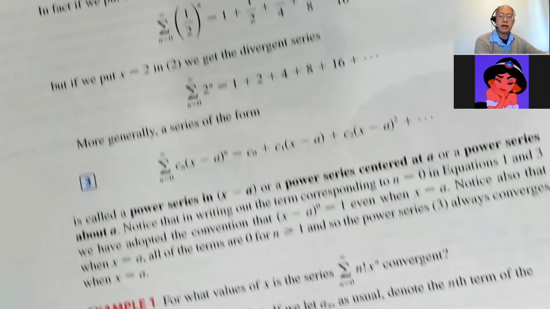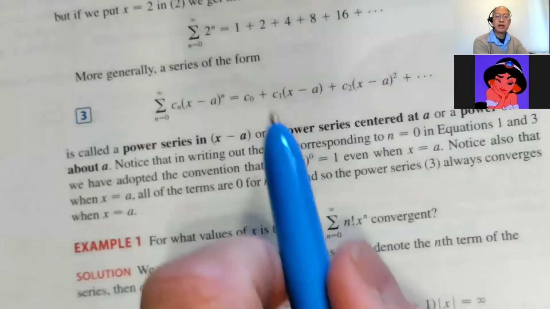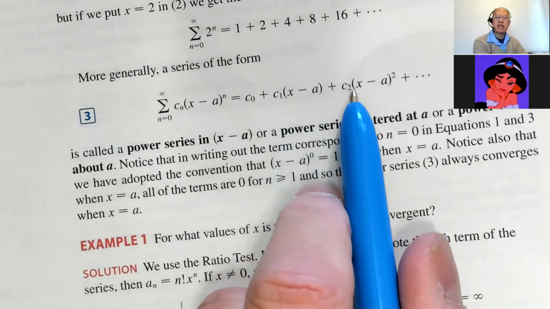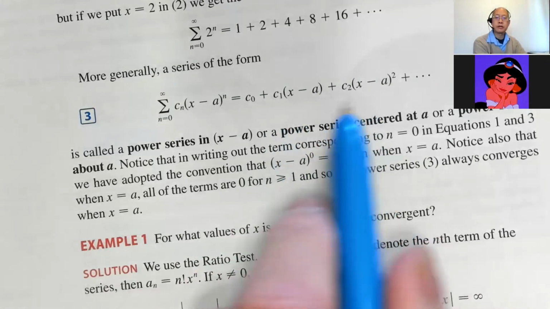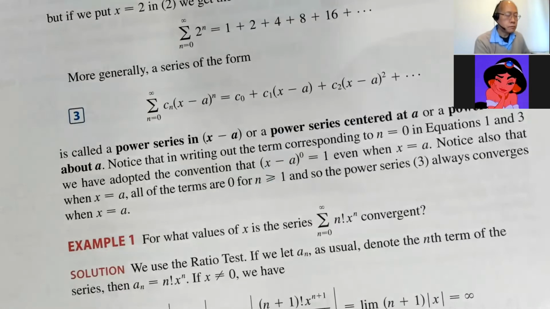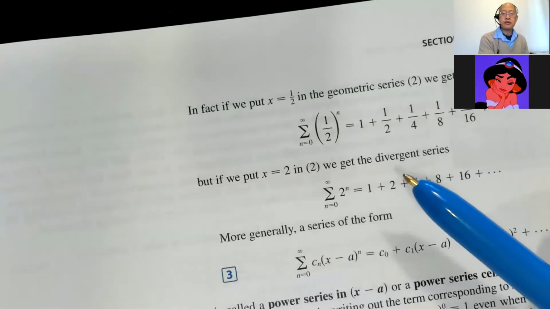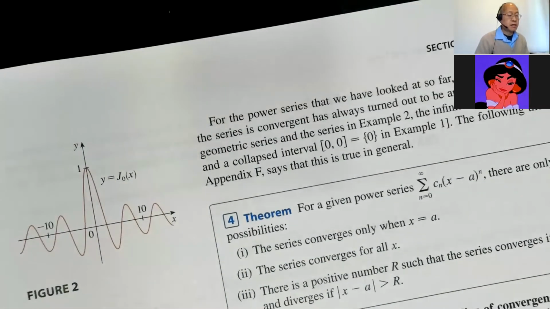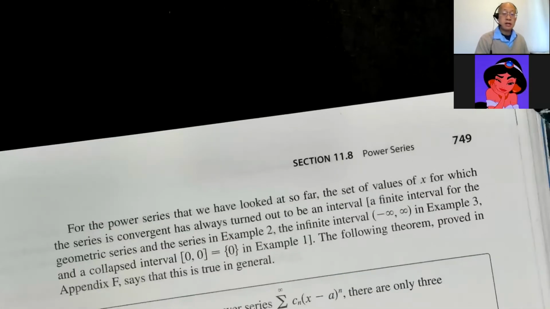That's the nicest case. Not so nice is when we're centered somewhere else on a number line, where we go x minus a to the first, x minus a squared, x minus a cubed, fourth, and so on. So the question is, how do we know whether this thing converges or diverges? Very nice theorem, 749. We will not prove it, we'll just state it.